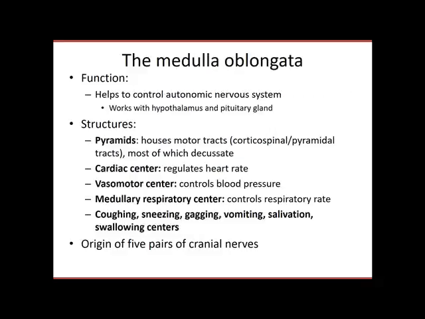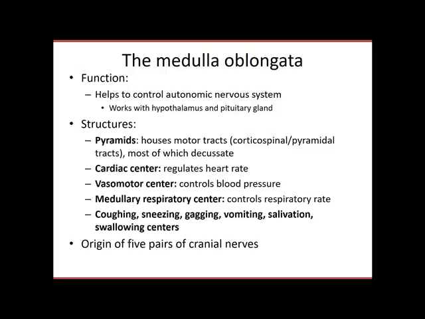Alright. Now to the medulla oblongata. What does it do? It helps to control our autonomic nervous system. So your medulla oblongata works with your hypothalamus and your pituitary gland both together to control your heart rate, your breathing, right, your coughing, sneezing, gagging, vomiting, salivation, swallowing. Okay, all this stuff that you don't really consciously initiate or control.